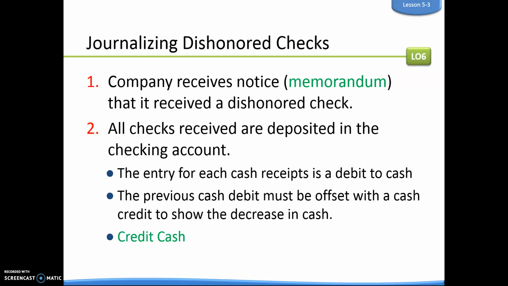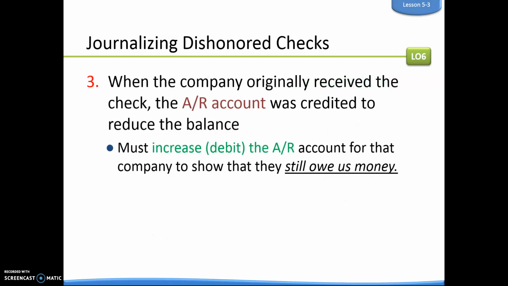And so we obviously have to take that money back out of our account because we didn't actually get it. So that's where we have to credit cash. And then that person technically still owes us money. We never got that money. So when we originally had credited that accounts receivable, we now need to increase that accounts receivable again because those people still owe us money.